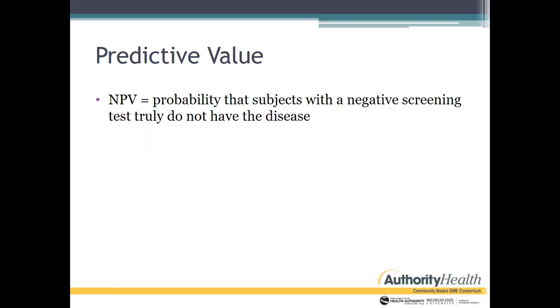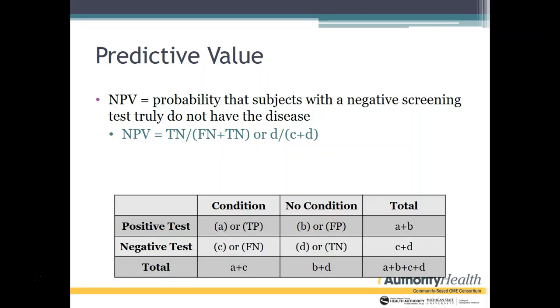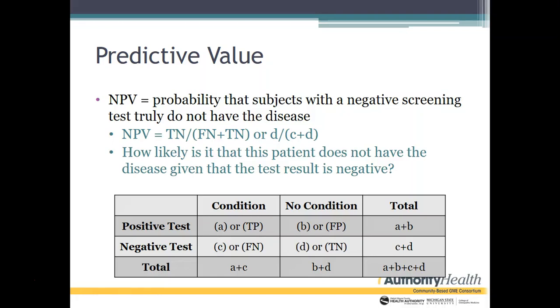Now, negative predictive value is the probability that subjects with a negative screening test truly do not have the disease. And here's our formula. And so we're talking about negative tests here. Okay, so how many patients tested negative, true negative, out of all the negatives? So here we'll be doing our D over C plus D. And another way, again, of thinking of this is how likely is it that this patient does not have the disease given that the test result is negative?